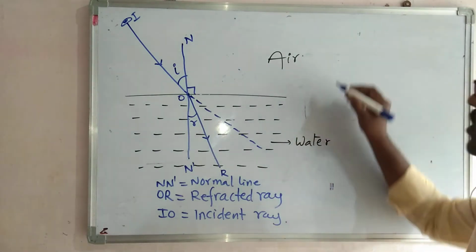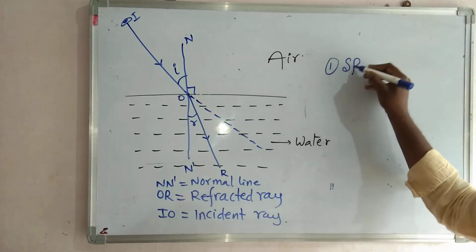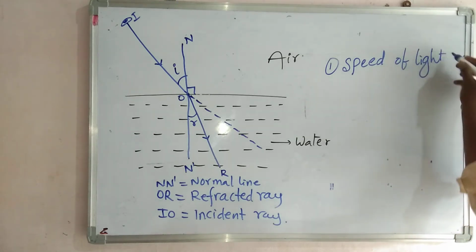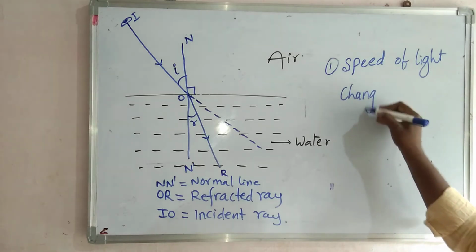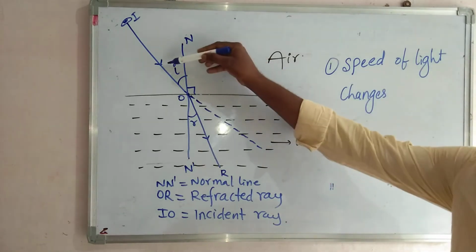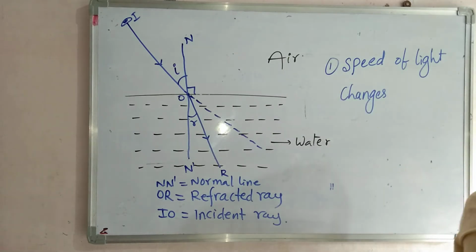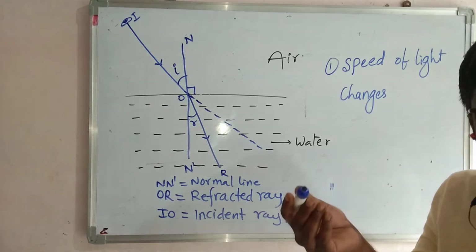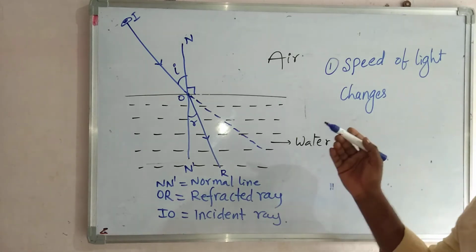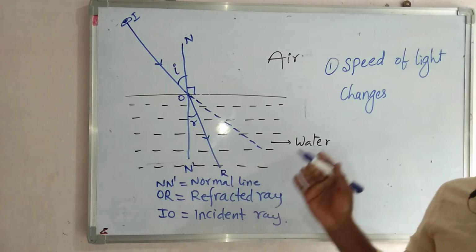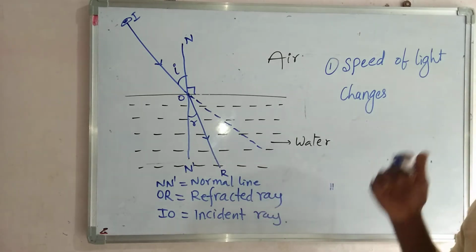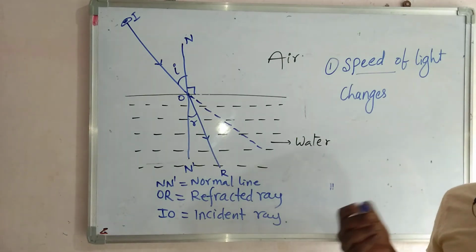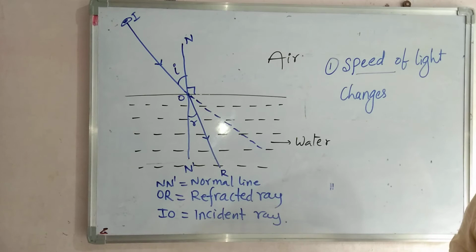There is only one reason: the speed of light changes. When a light ray moves from one medium to another medium, the speed of the light changes. It may decrease or it may increase. Because of that change, the light ray will bend towards the normal or away from the normal. So this is the main reason: the speed of the light changes when it moves from one type of medium to another type of medium.